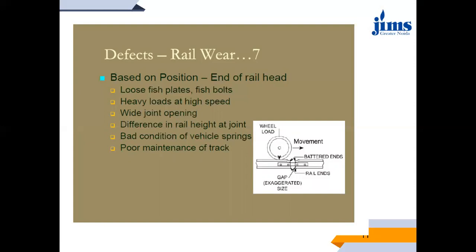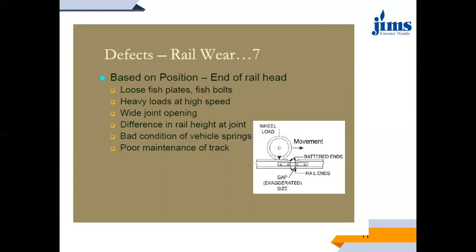Okay, so whenever we talk about these defects, there are certain causes like loose fish plates, then fish bolts could be loosened up with time. Then heavy loads at high speed. Whenever the movement of heavy loads is taking place at high speed, then what will happen?